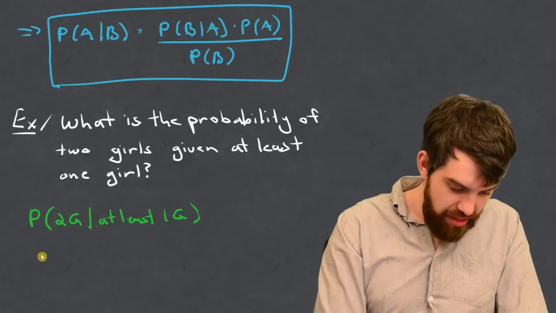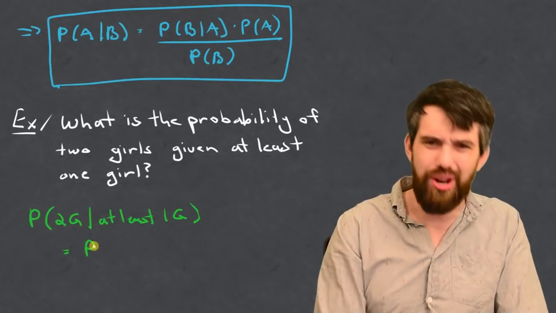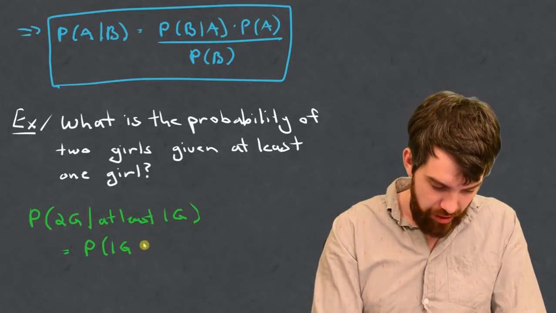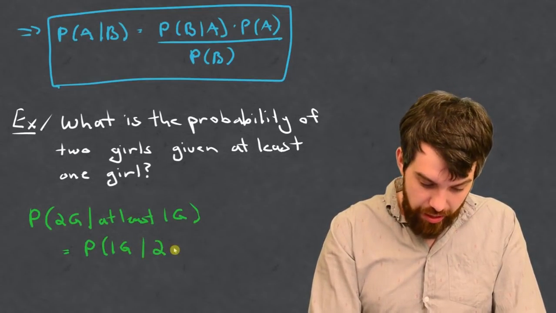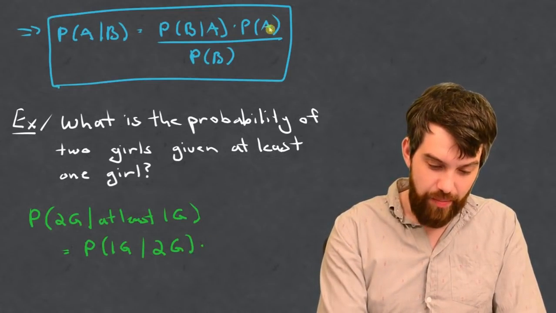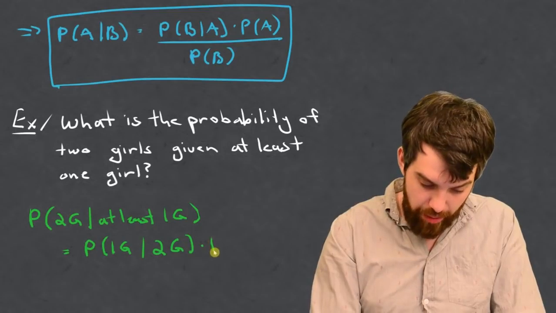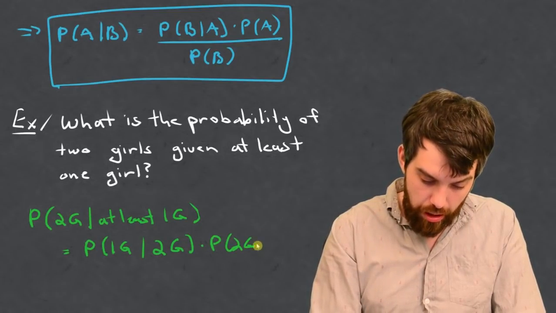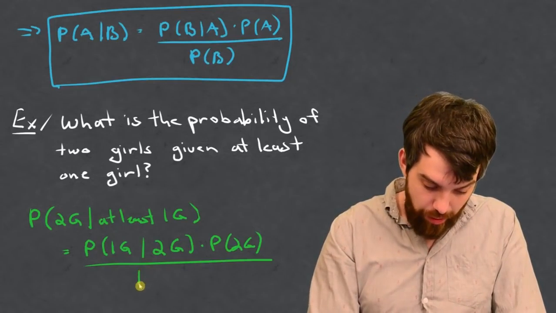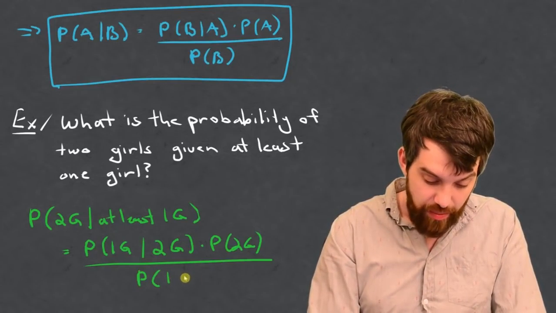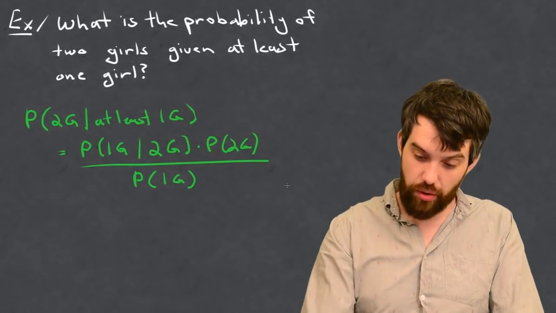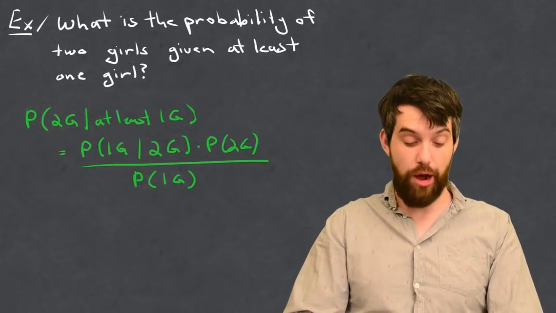By the theorem, this is the probability, and I'm going to abbreviate at least one girl as 1G, of 1G given two girls, multiplied by P of A, which is the probability of two girls, and then finally divided by the probability of B, the probability of at least one girl, which I've abbreviated as the probability of 1G. All right, so we have this computation. How can we actually evaluate it now?